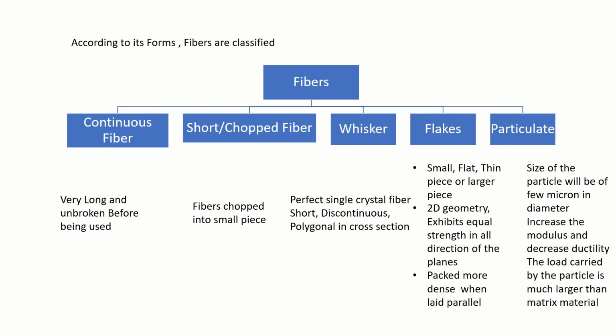And whisker fibers have a cross section of polygonal shape. Then flake fiber has a 2D geometry, and its strength compared to fiber is good. And then particulate, the size of the particulate is a few microns. Wherever we use particulates, they give different properties and strength. Carbon particles or aluminum particles also enhance the mechanical property and other special properties of the composites.